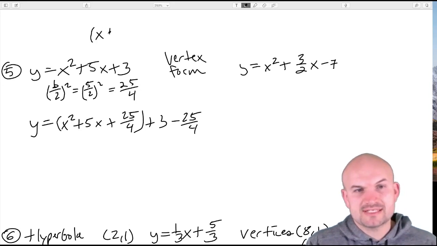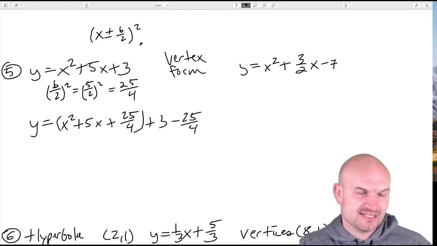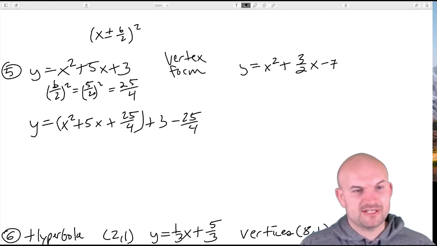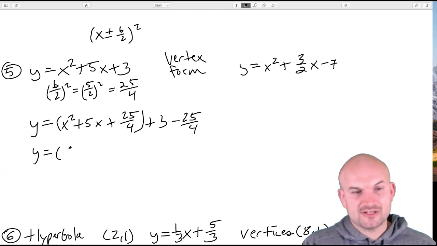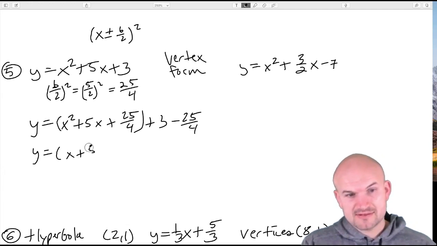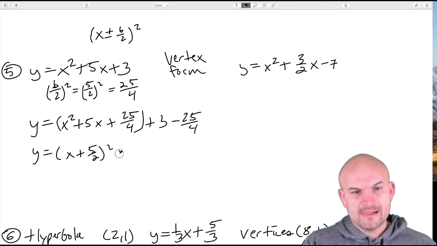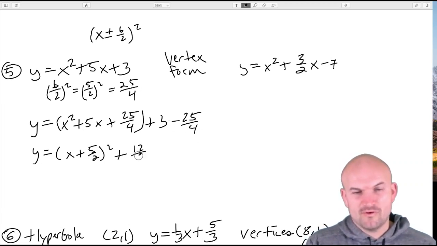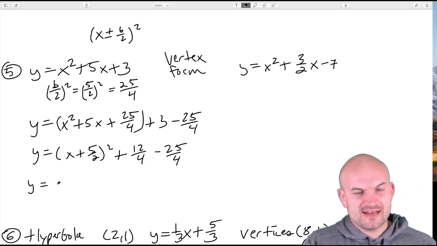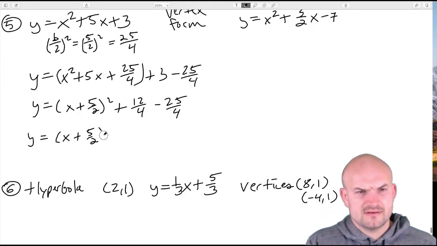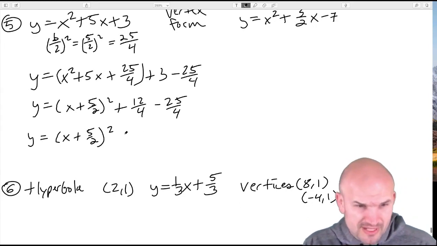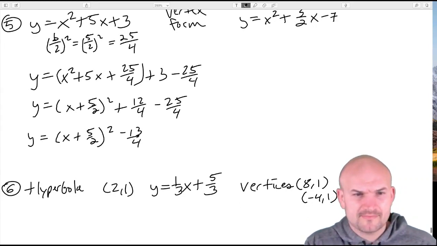Now this is going to factor into a binomial squared. One thing you can always do is it's going to be x plus or minus b divided by 2 quantity squared. Since this is plus, it's going to be whatever my b divided by 2 is. So I can write this in factored form as x plus 5/2 quantity squared. Now 3 I want to write in terms of fourths, so that's going to be plus 12 fourths minus 25 fourths. To write this in vertex form would be plus 5/2 squared, and therefore this would be a negative 13 fourths.